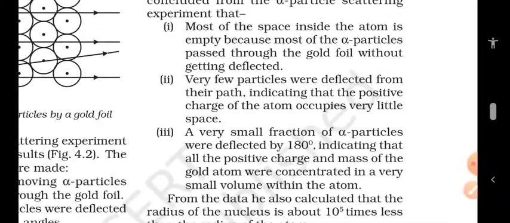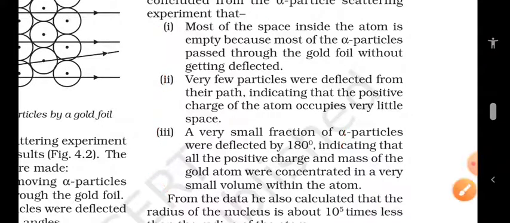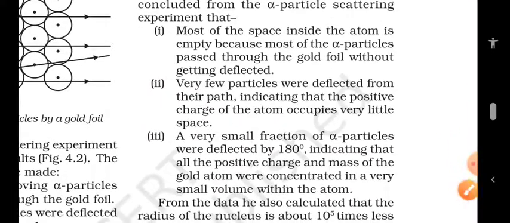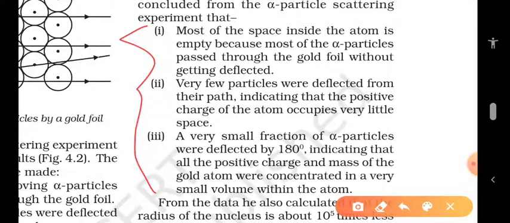So here we can see, before the drawbacks, the conclusions from the gold foil experiments. Here, just to read these 3 points. Note down these 3 points, very important points. The conclusions derived from this gold foil experiment.